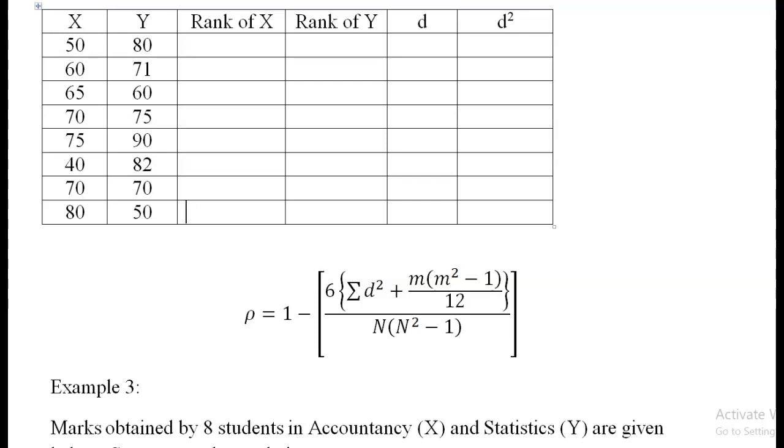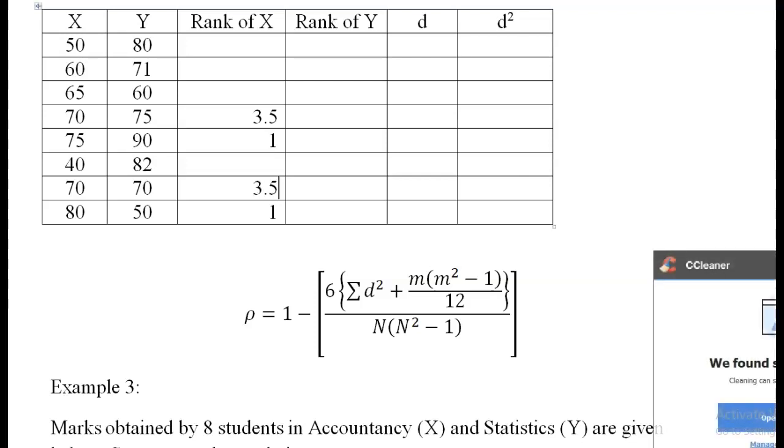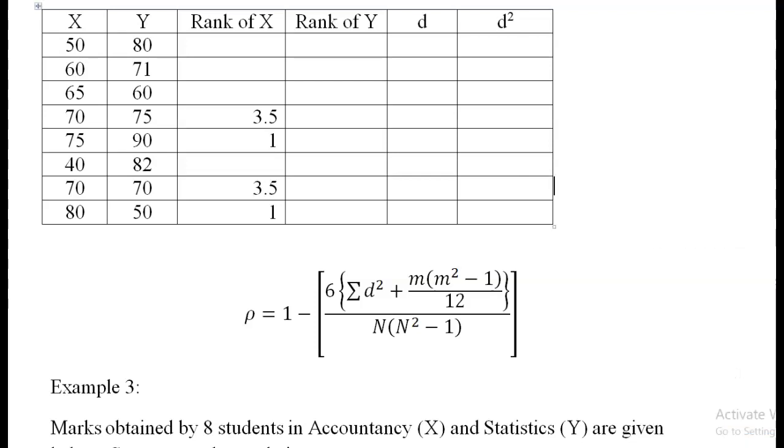For the highest mark, we fix the rank as 1. Next highest is 75, so 2. Next highest is 70, which is repeated 2 times. So 3 plus 4 by 2 is 3.5. Therefore, for 70, we fix the rank as 3.5. And we neglect the 4 because 4 we have already used.